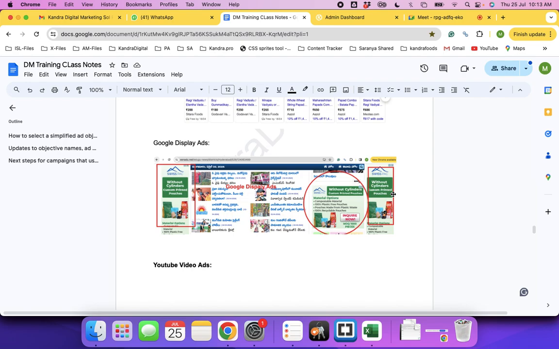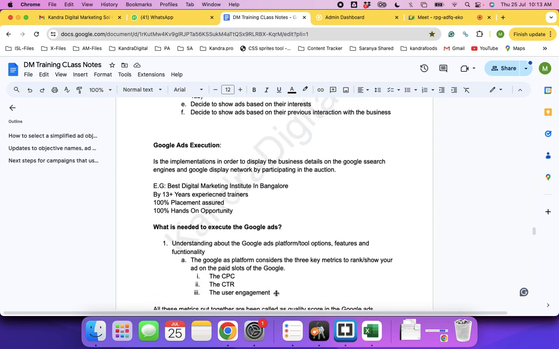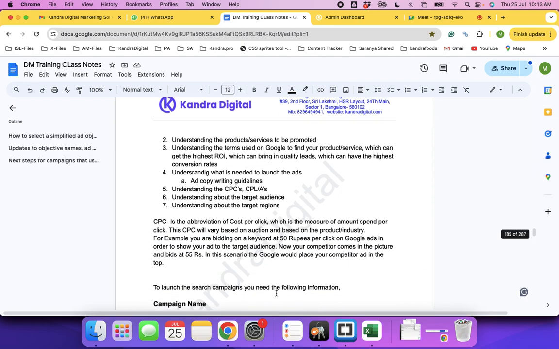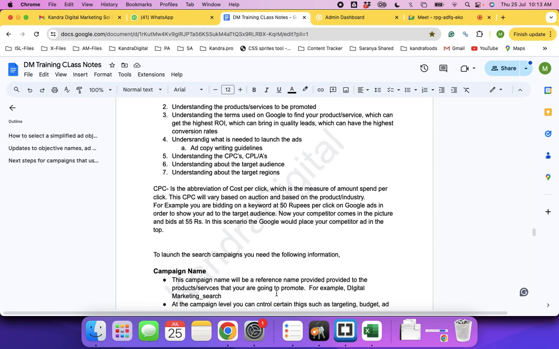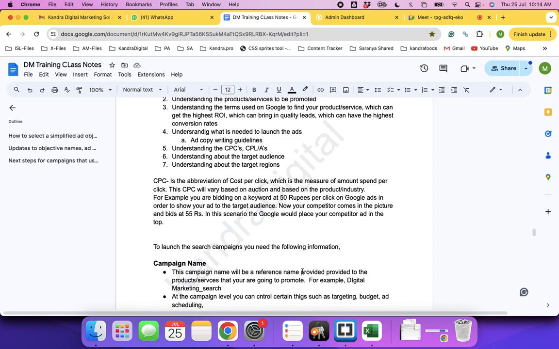What were we discussing in yesterday's class? So we were discussing the details about Google Ads, detailed information and everything. Okay, what is targeting and all, detailed targeting. And what is needed to get started with the campaigns is what we are learning, correct?